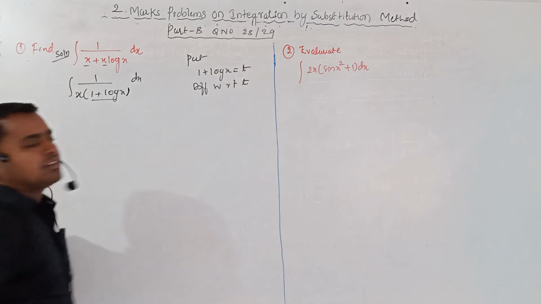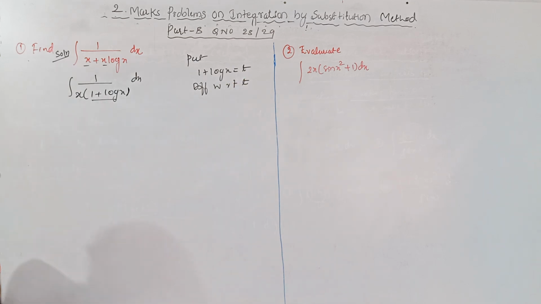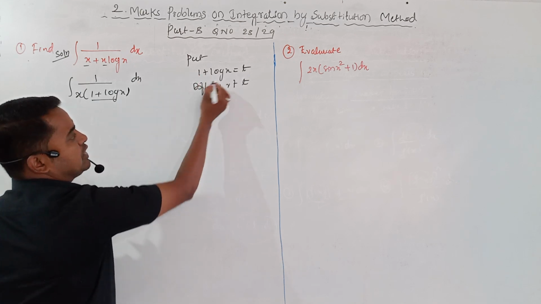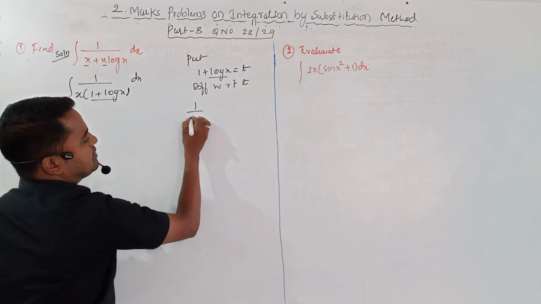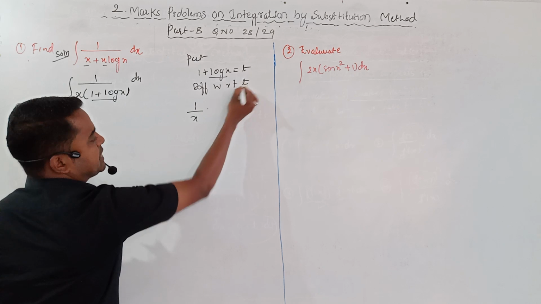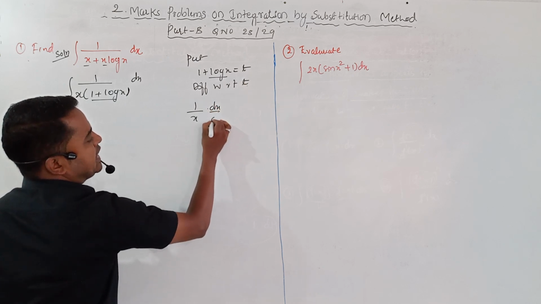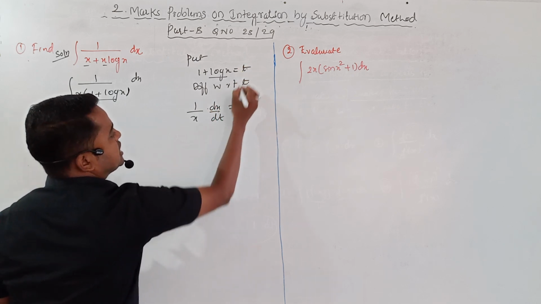Now differentiate with respect to t. Derivative of 1 is 0. Derivative of log x is 1 by x. Derivative of x with respect to t is dx by dt. Derivative of t with respect to t is 1.